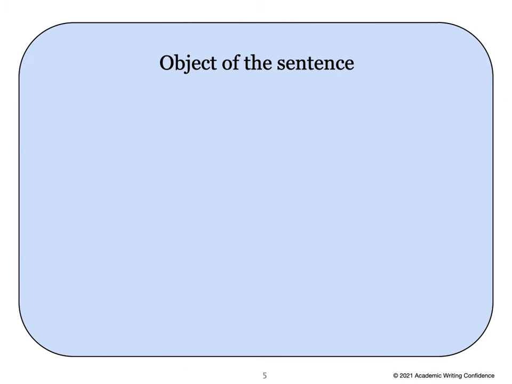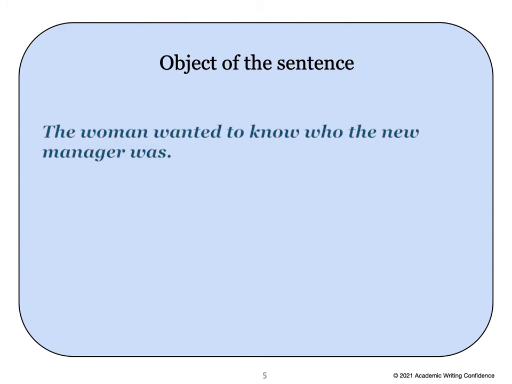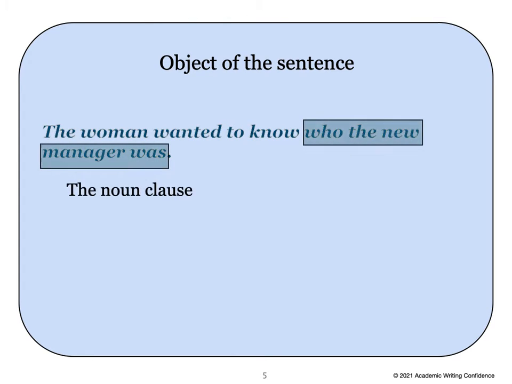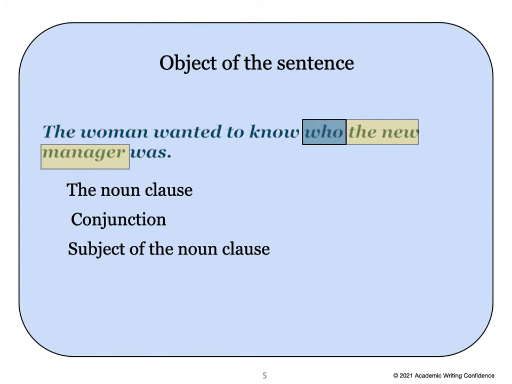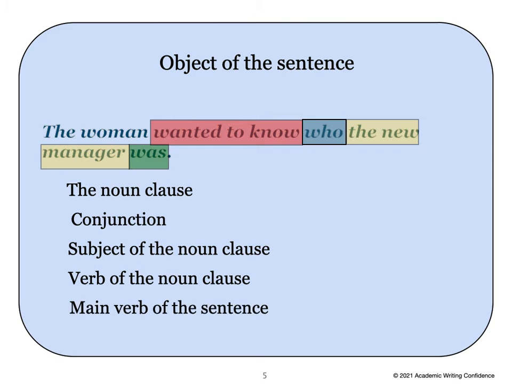One more way that a noun clause can be used is as the object of the sentence. The woman wanted to know who the new manager was. In this sentence, the noun clause is who the new manager was. The conjunction is the word who. The subject of the noun clause is the new manager, and the verb of the noun clause is the word was. However, in this sentence, we also have a main verb, wanted to know.